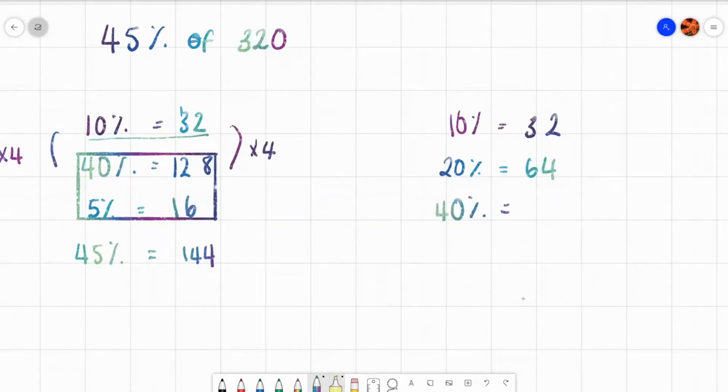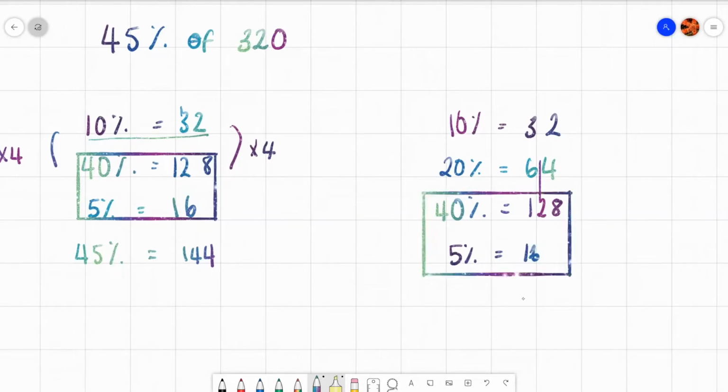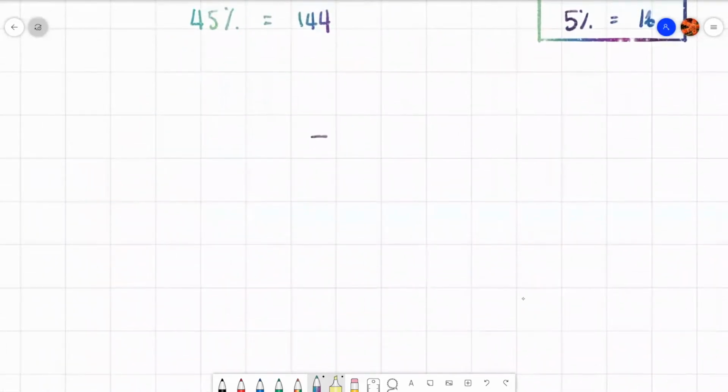40%, because I can double that, well, that's now going to be 128. And then obviously you can work out 5%, which is 16. And then again, you can add that up. So it's entirely up to you which method you want to go for. Okay, let's have a look at 55% now. Then we'll move on to some decimal questions.